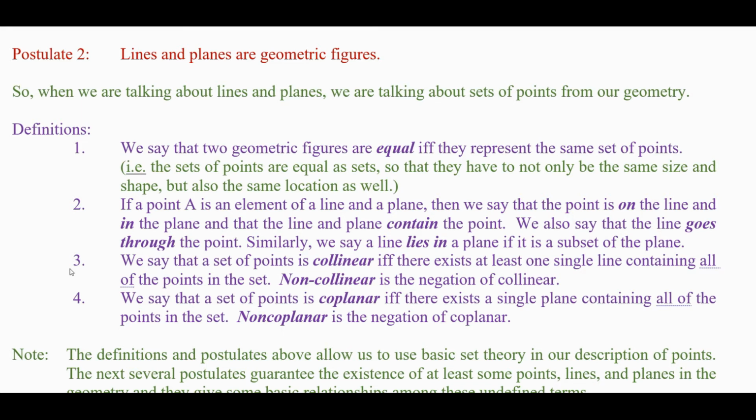Okay. So another way to think about that is if you have a non-collinear set of points and you have a line, there's at least one point in that set that's not on the line. Number 4, we say that a set of points is coplanar if and only if there exists a single plane containing all the points in a set, and non-coplanar is the negation of coplanar. So my similar comments about planar and coplanar would apply to the ones I made for collinear and non-collinear.